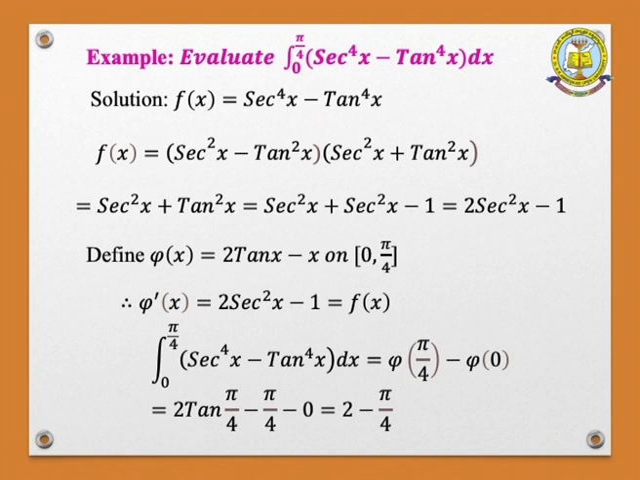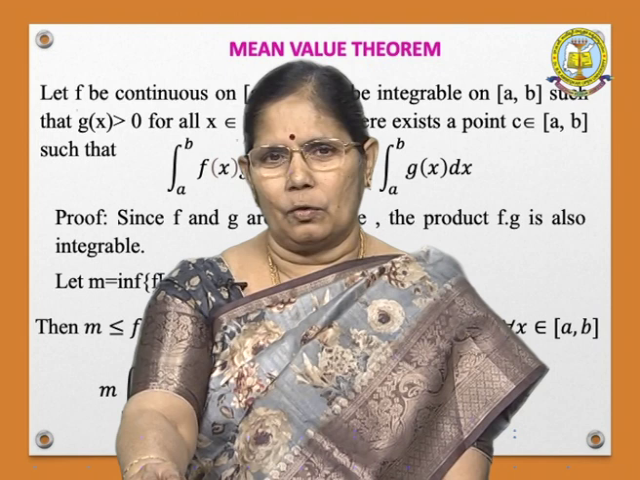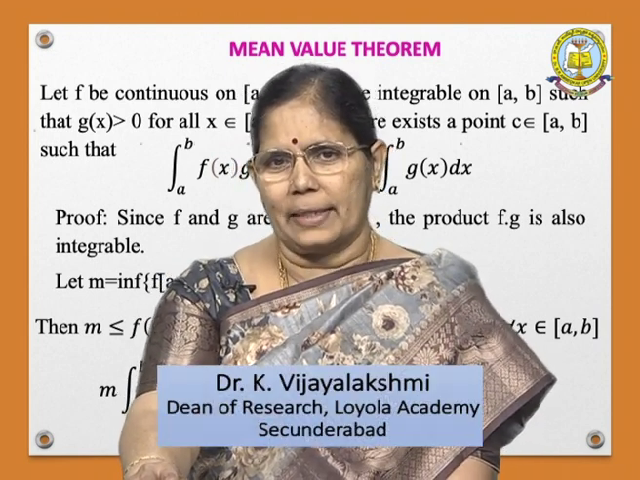So, you define phi of x equal to 2 tan x minus x on [0, π/4]. Then phi dash x is 2 sec² x minus 1. So, here also we got phi dash x equal to f of x, that is, phi is the primitive of f. That means, what will be the value of the integral from 0 to π/4 of sec⁴ x minus tan⁴ x dx?